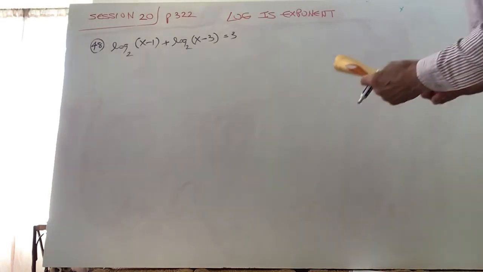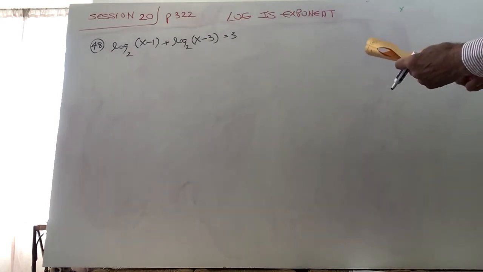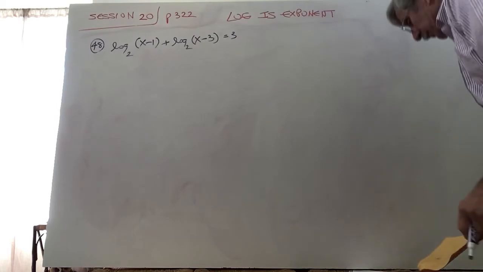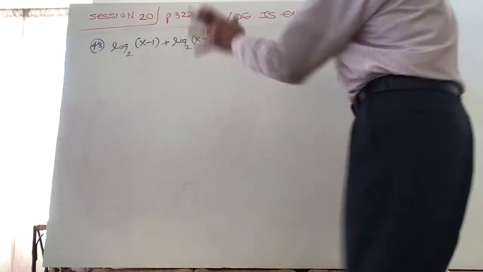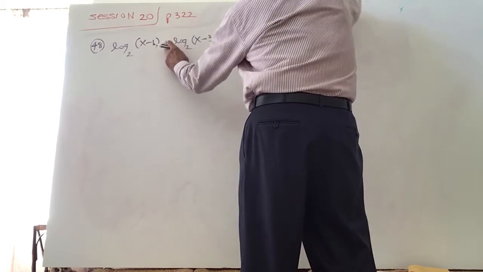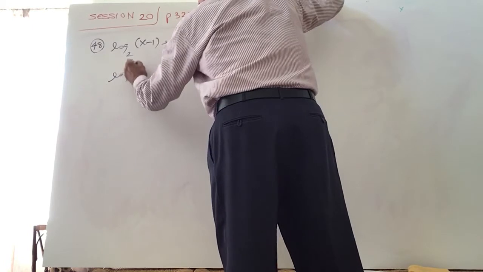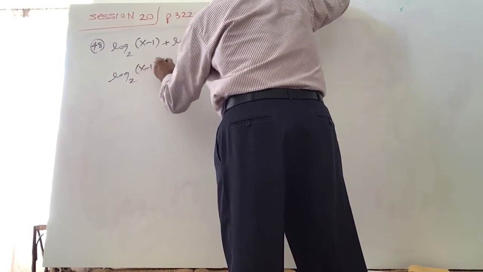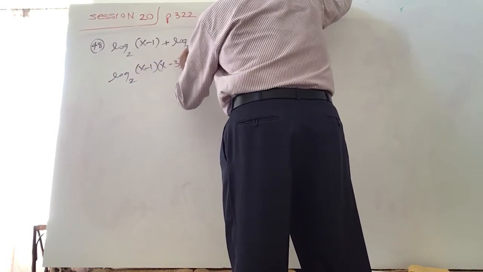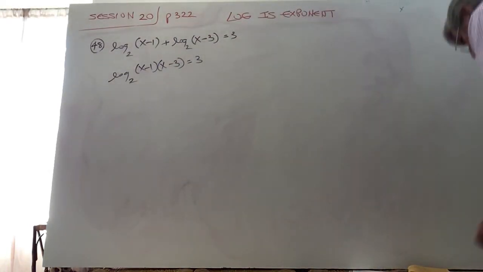This is 48, log base 2 of x minus 1 plus log base 2 of x minus 3 equals 3. Let's do the same thing we did in the previous problems. Let's get these together as one log, and you should understand that the plus sign here means we're multiplying. So how about log base 2 of x minus 1 times x minus 3 equals 3?